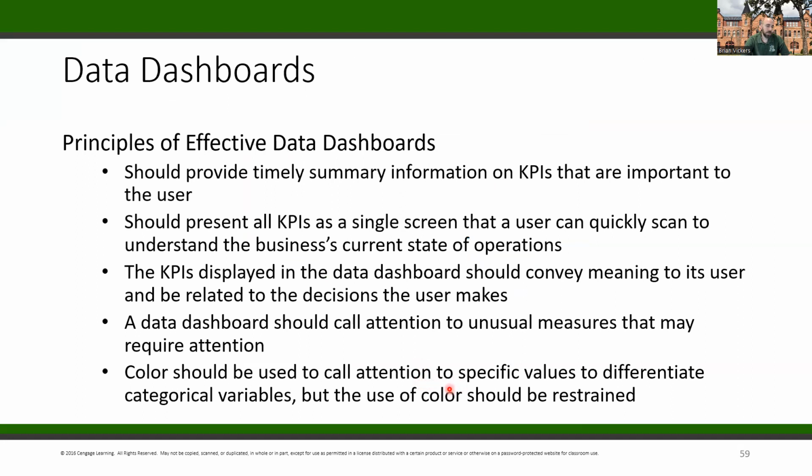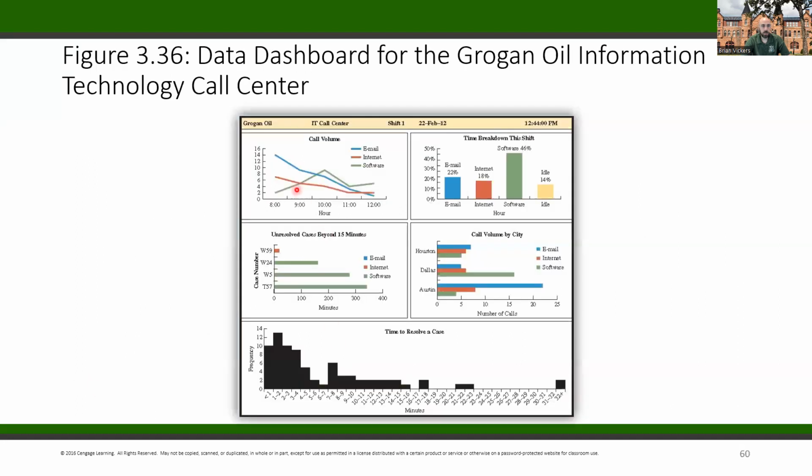So use a restrained amount of color. Definitely use color if there are different categorical variables, right? So email, internet, software, 3 different lines, but we don't have the background colored in, right? We don't have all of these numbers on the X and Y axes colored in, right? We're using a very tasteful amount of color that's serving a specific purpose.